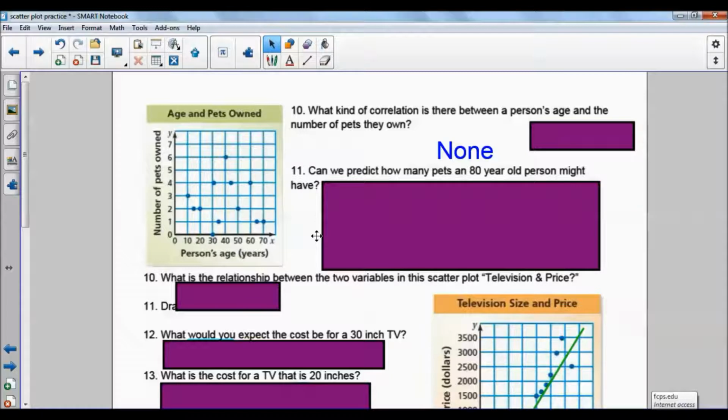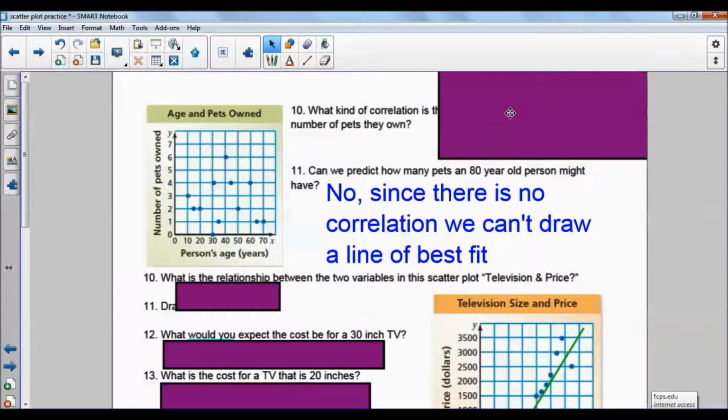Then our second follow-up question says, can we predict how many pets an 80-year-old person might have? Well, no, we can't. We can't draw a line of best fit here. It wouldn't match any of our data. It doesn't follow a trend. And so if we can't draw a line of best fit, we can't make any predictions. It's all kind of just random.